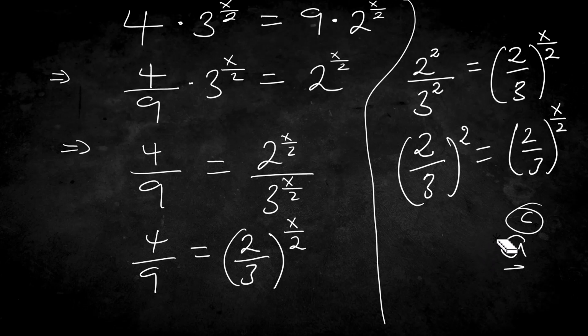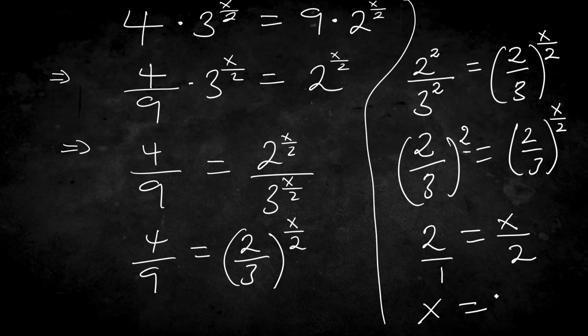Now we can also do the same here. So we have 2 equals x on 2. So over 1 times x, 2 times 2, 4. So the correct answer for this one is 4.